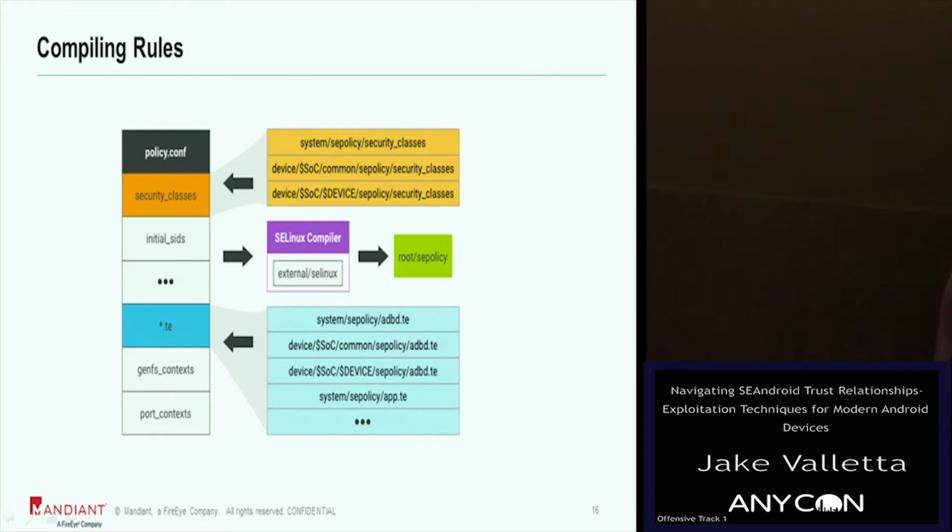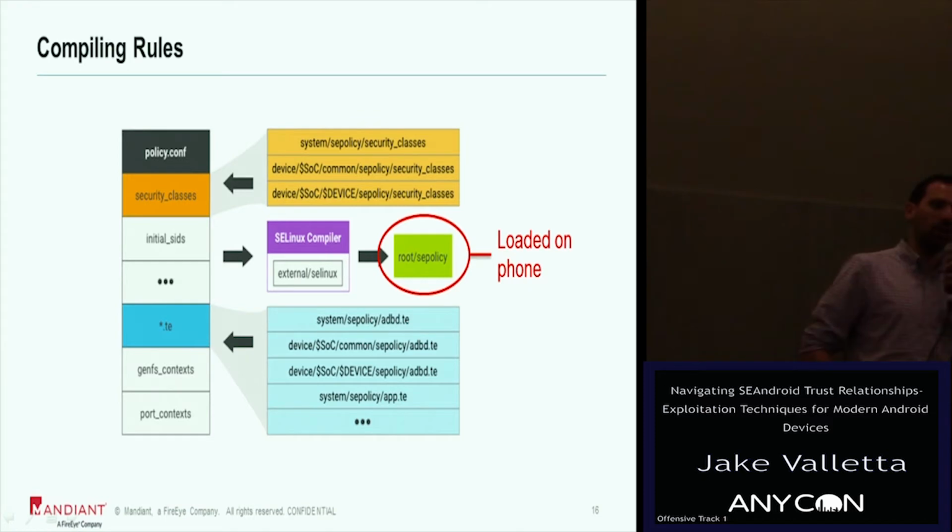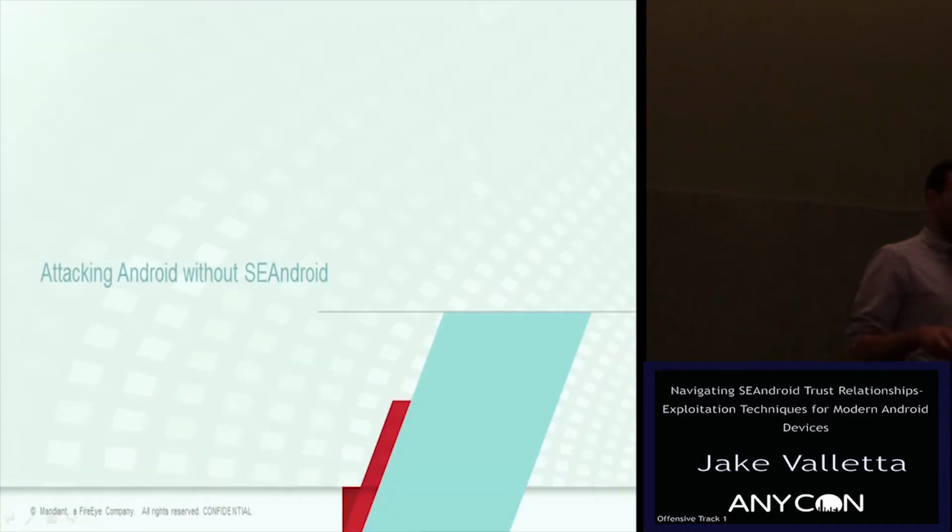Just to illustrate the process here, we have all of our TE files, which are rules, all of our definitions up here. This is like this black box here that bundles it all up, compiles it, and out pops this little tool here, which is loaded on your phone. It's a binary file called sepolicy, and it's sitting in a directory on your phone with all the rules inside of it. And the kernel is going to load that guy up, and that's what it's going to check every time it wants to do any sort of action on the phone. It's going to come into play when we actually start looking at any particular device.